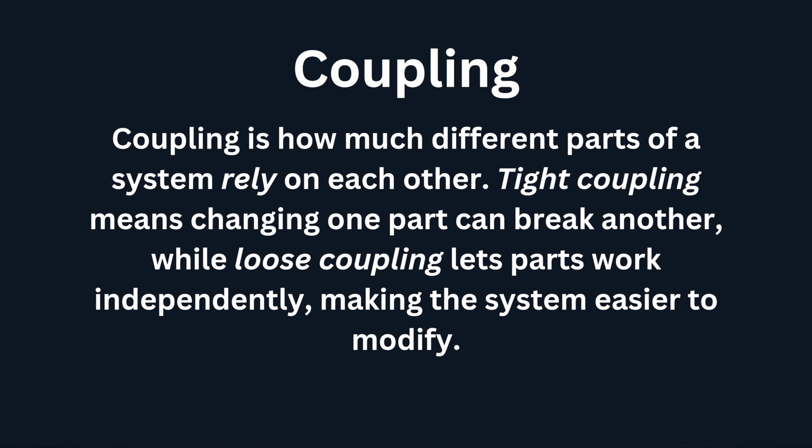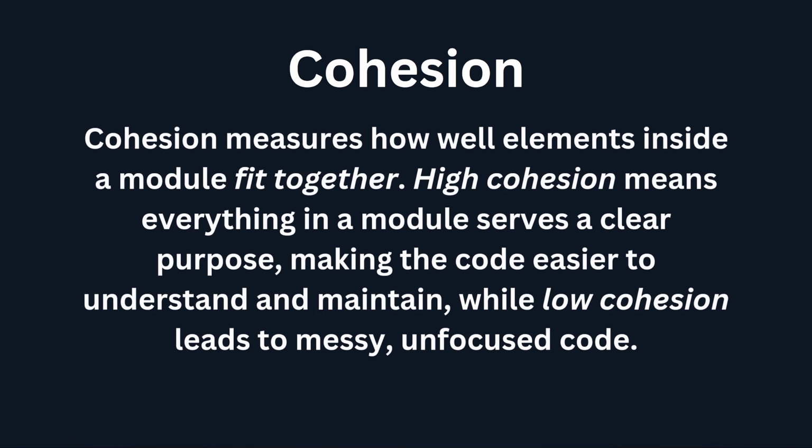So maybe you already know where I'm going with this, but let's first have a look at cohesion as well. Cohesion measures how well elements inside a module fit together. High cohesion means everything in a module serves a clear purpose, making the code easier to understand and maintain, while low cohesion leads to messy, unfocused code.